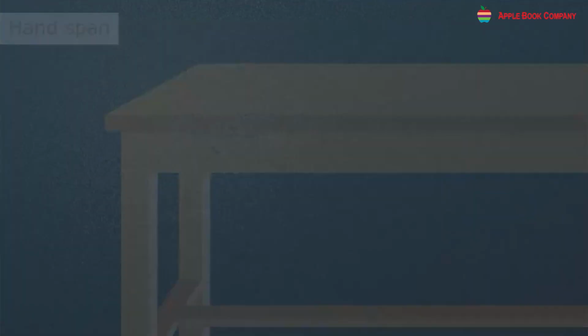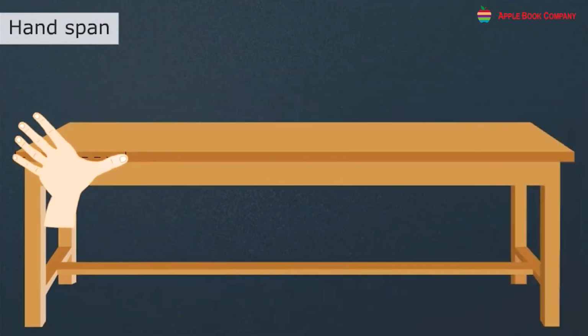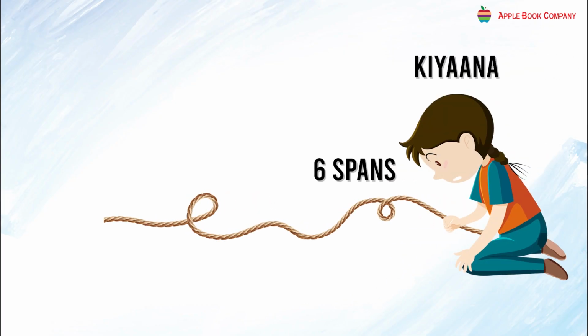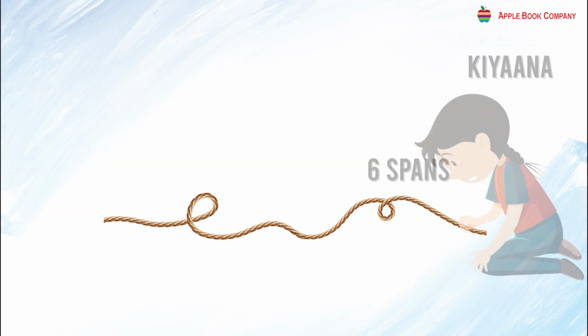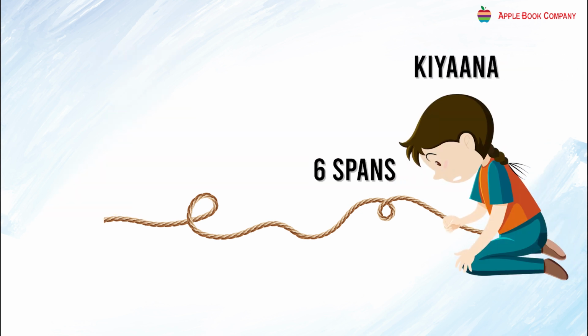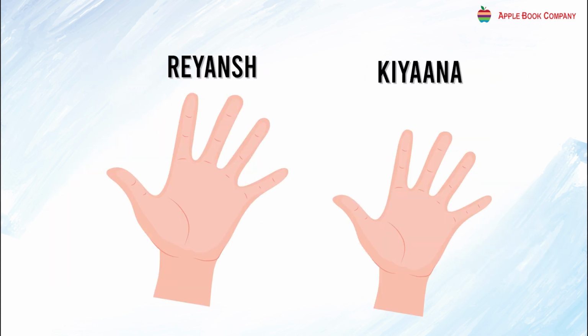Measures of length. A span is the distance between your thumb and your little finger when your fingers are stretched apart. According to Kiana, the rope's length is 6 spans. According to Rayansh, its length is 5 spans. Who is right? Kiana measured the length of the rope with her hand and calculated it to be 6 spans. Rayansh also measured it and determined that it was 5 spans. There is a variation in the measures since the span of Kiana and Rayansh are not the same.